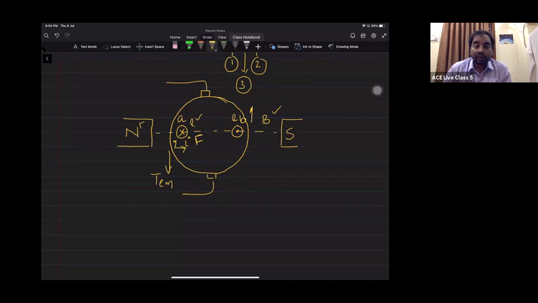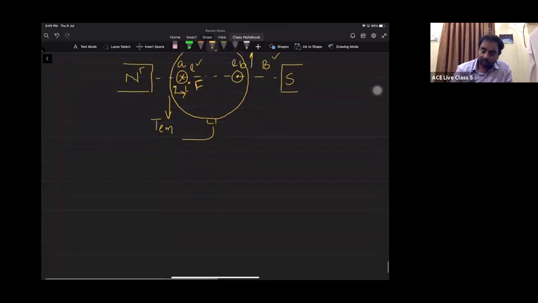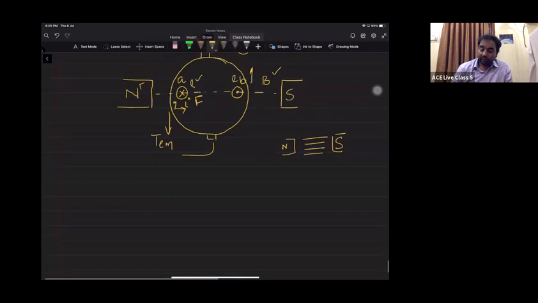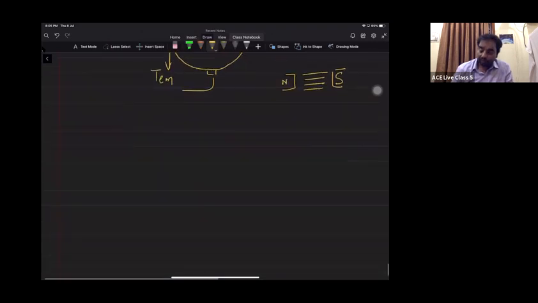So I can explain in other way also. What is that other way? See, many ways you can explain motoring. What is that? The magnetic field lines always try to take a low reluctance path, always. Now see, when I'm not having any armature, so these magnetic fields will try to take the shortest path.